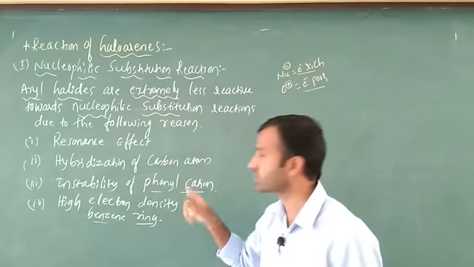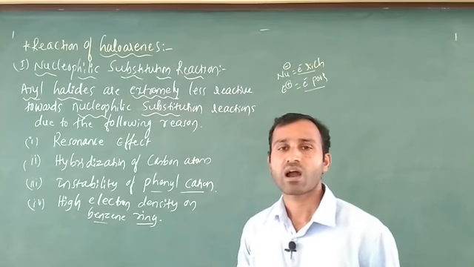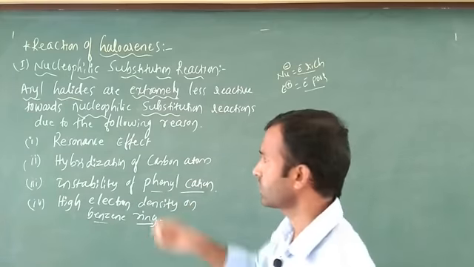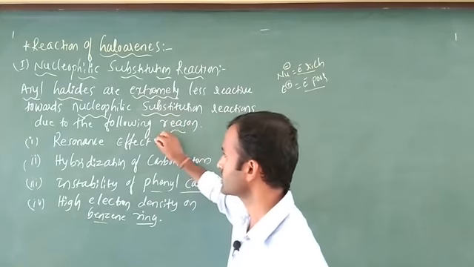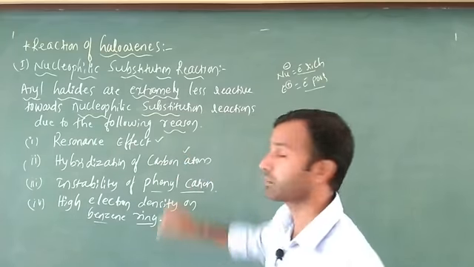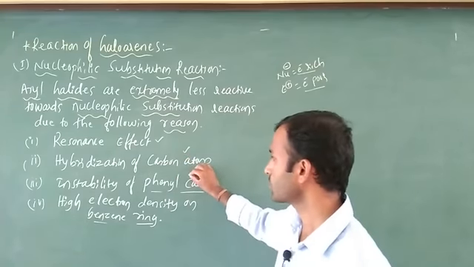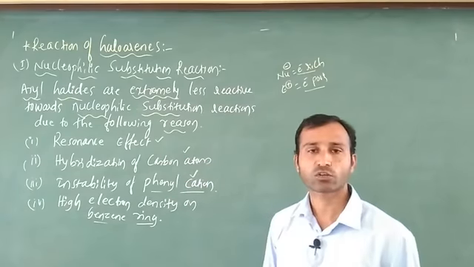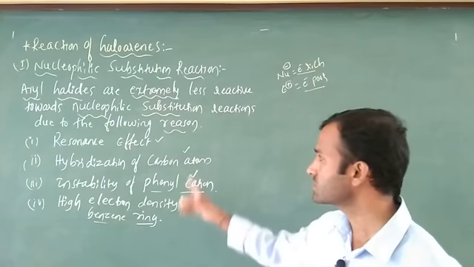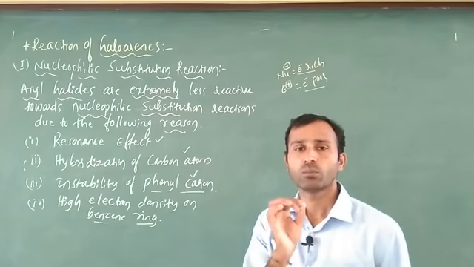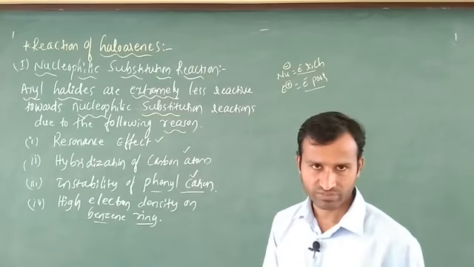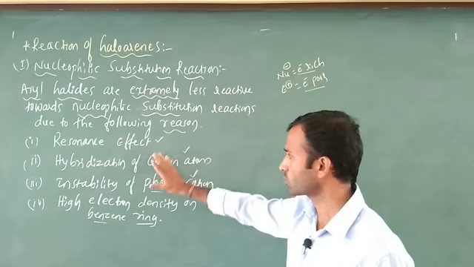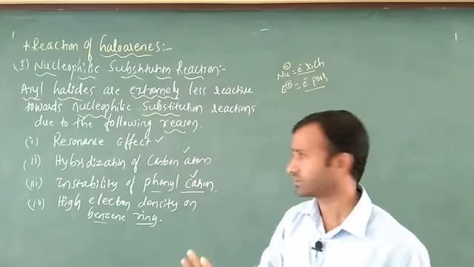In this case there are 4 reasons, and you have to write all 4. If they ask 2 marks you have to write 4, and if they ask 3 marks you also write all 4. The reasons are: the first one is resonance effect, the second is hybridization of the carbon atom, the third is instability of the phenyl cation, and the fourth is high electron density on the benzene ring. These are the 4 reasons. In the PU board, up to this is enough: if they ask such questions, this is the answer you have to write. This is completed.